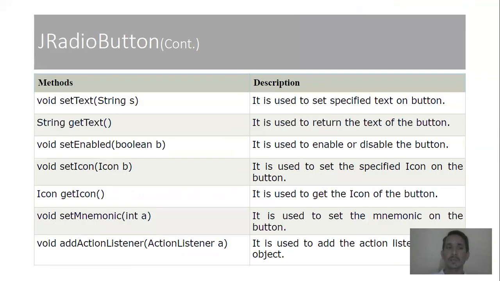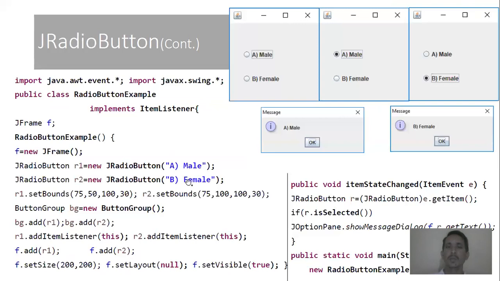Similarly, radio buttons. A different thing is the radio button, where we expect only one selection out of multiple radio buttons. So for that purpose, we use a ButtonGroup class. Over here, we create one ButtonGroup object, and we add our radio button R1 to the button group, and radio button R2 to the button group. That means either male or female. Now these two radio buttons become a group.